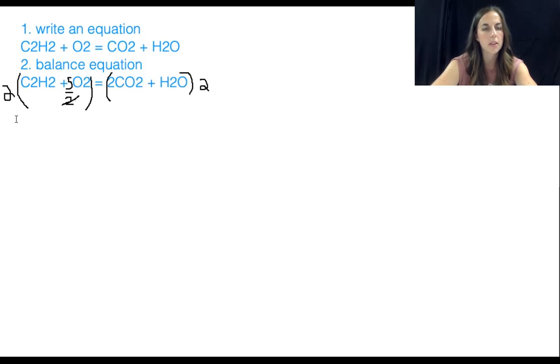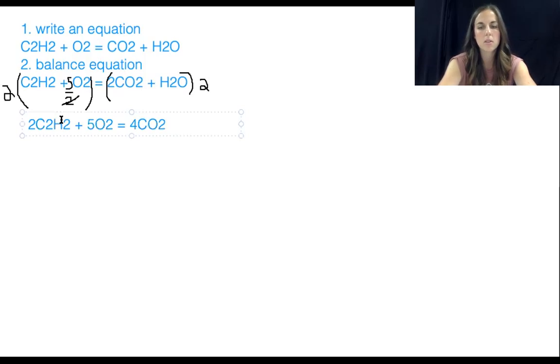So now what I'm left with is I factor out this 2 to each thing in the parentheses. So I have 2C2H2 plus 5O2, and that produces 4CO2 plus 2H2O. And I think it's probably going to cut me off in a second. Step 3, you're going to start drawing your Lewis structures now that you have a balanced equation.